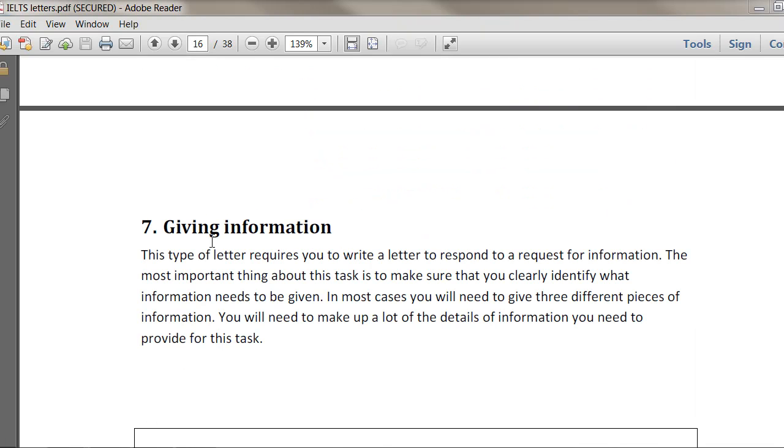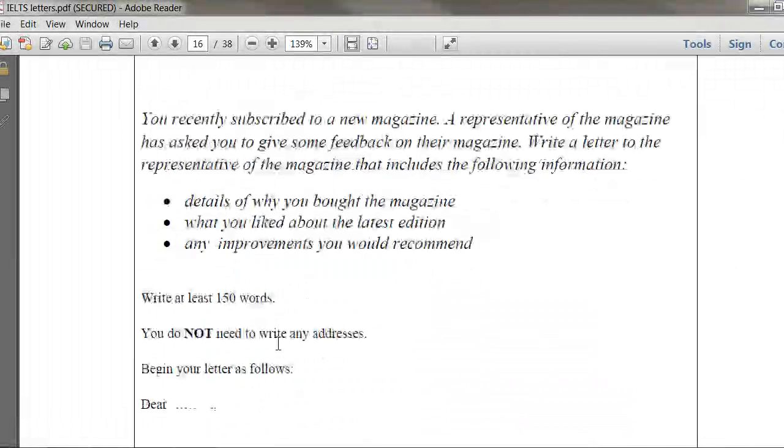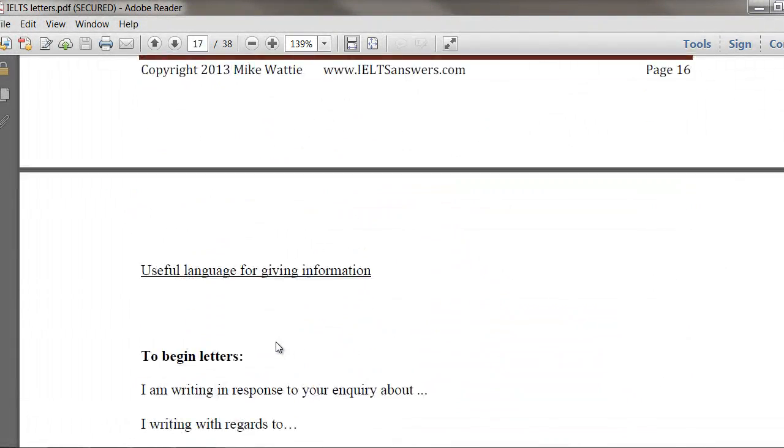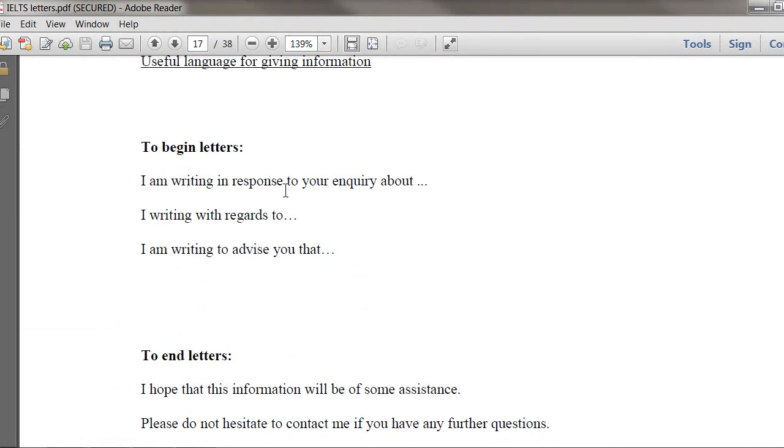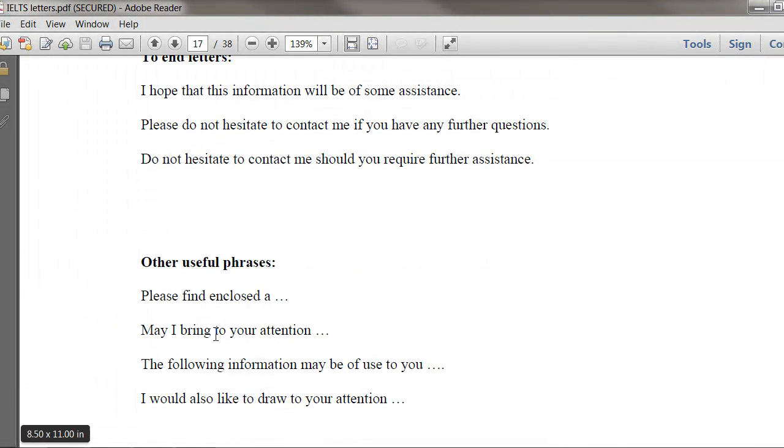All right, let me just show you one of the types of letters and how I've structured it. So this one's giving information. I show you a sample task. And then I give you some language, how to start your letter, how to end it. And then some useful phrases that we might have in fulfilling this function about asking for information.